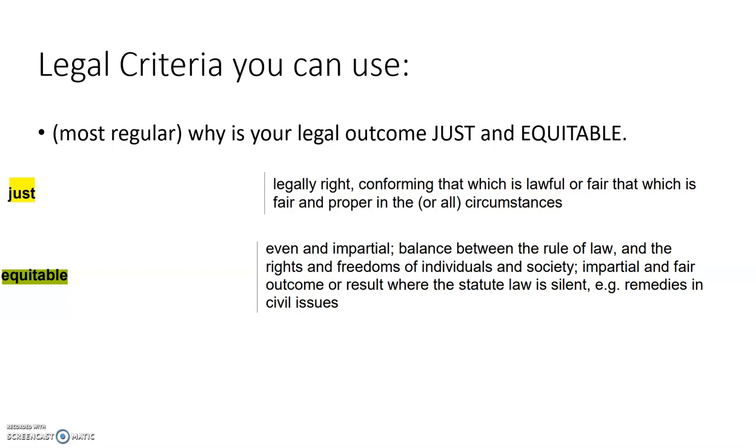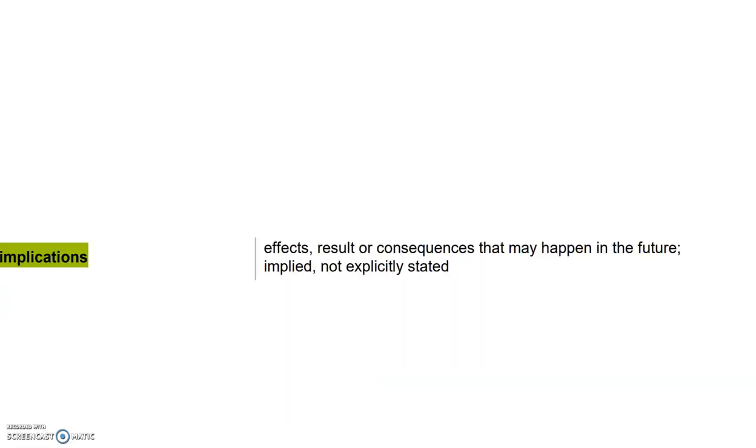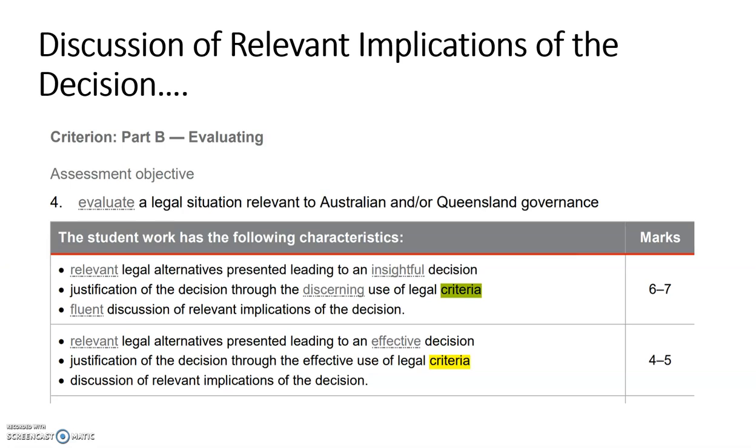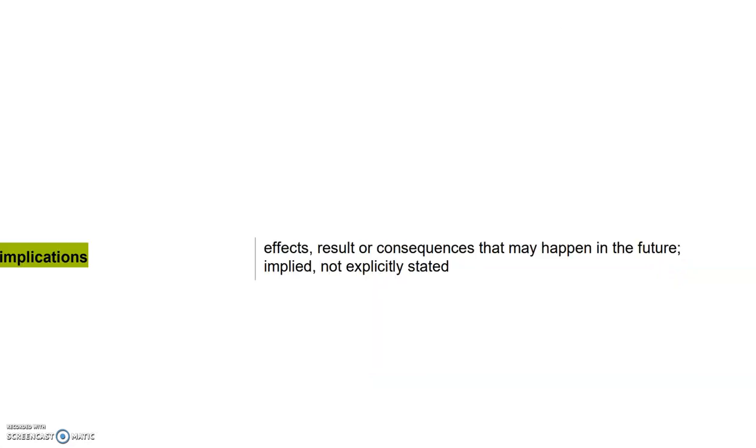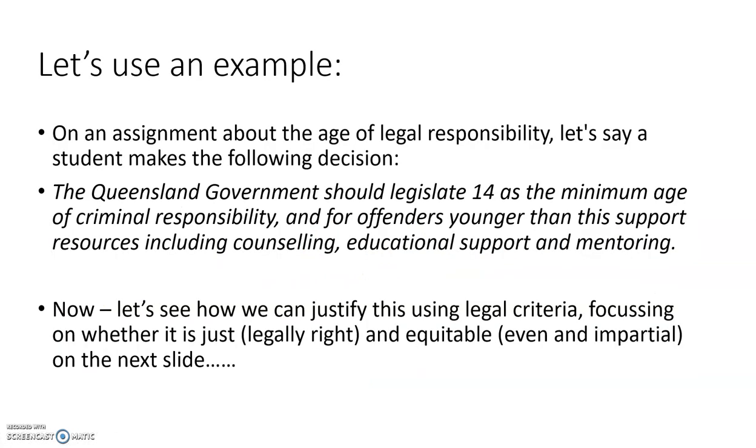So we think about how our decision is just, legally right, and we have to explain what it is, and equitable, why it's even and impartial. I'm going to go through an example a little bit later on to hopefully help with that idea. Once we've done the use of legal criteria, we move on to discussion of the relevant implications. An implication is an effect, a consequence. This shouldn't be hard to do, but there's a little trick there in that the word is fluent. It has to be a fluent discussion of the implications of the decision.